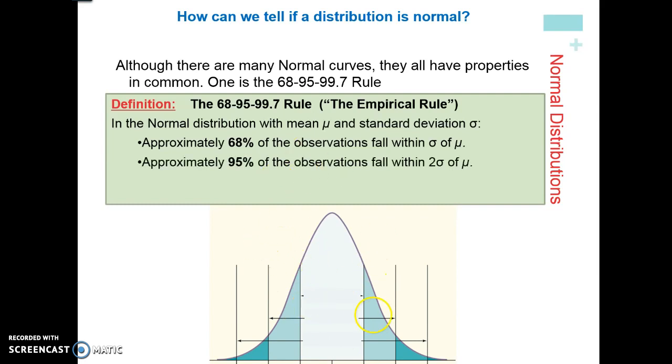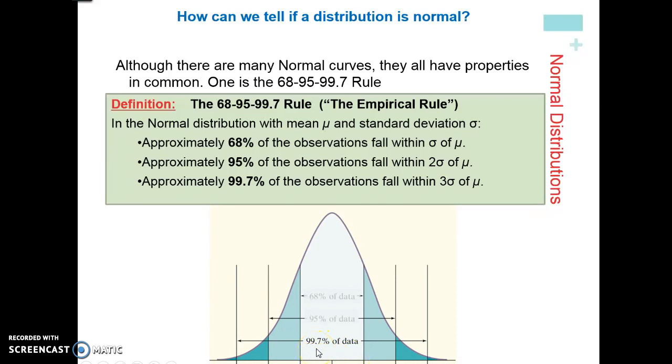About 95% of the data falls within two standard deviations of the mean. So within this part of the curve, about 95% of your data lies. And then within 3 standard deviations away from the mean, 99.7% of the observations fall. So 68% of the data is here, 95% of your data is here, and 99.7% of your data is here. And that allows us to figure out what percent is one standard deviation above and below. So if 68 was here, then 34% would be above and 34% would be below.